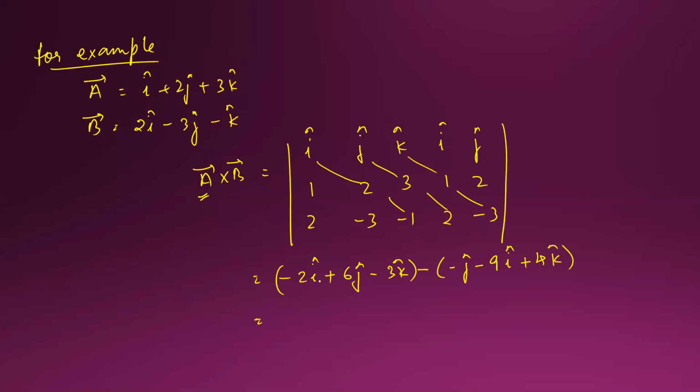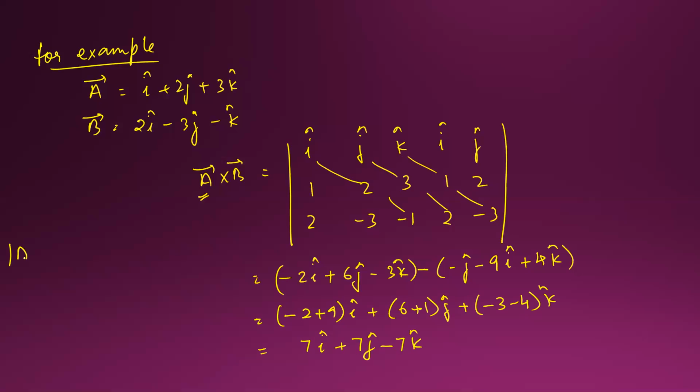Now what you have to do is add the coefficients of i cap. If I add the coefficient of i cap, this will be minus of 2 plus of 9 i cap, plus 6 plus 1 j cap, minus plus minus of 3, and this is minus of 4 k cap. So here you are going to get the value as 7 i cap plus 7 j cap, and here minus of 7 k cap. So now you need to find the modulus of this vector.